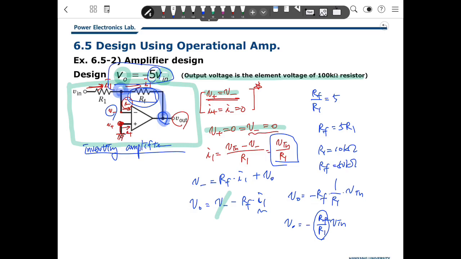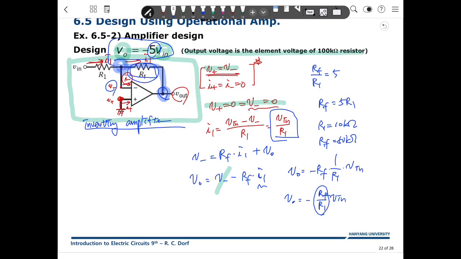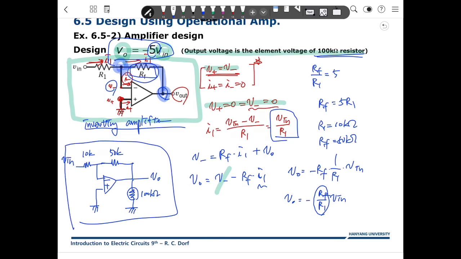Then you can make this characteristic. So we can redraw the circuit here: minus, plus, ground, and the output. We define this V in, this V out. Then R1 is 10 kilo ohm, RF is 50 kilo ohm, and R out is 100 kilo ohm because of the power requirement. Then this circuit operates like V out is minus 5 V in.